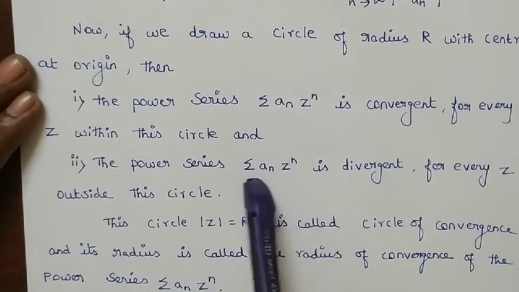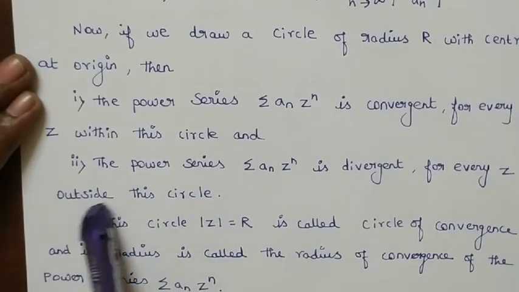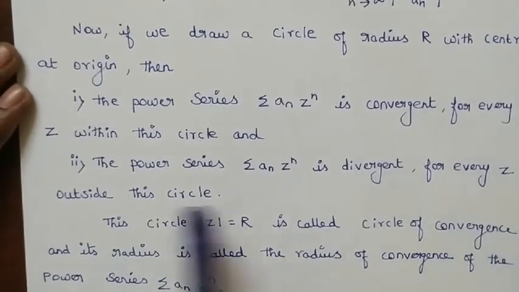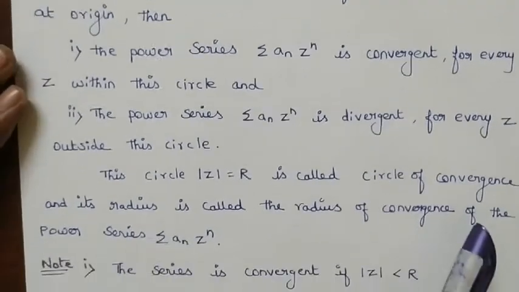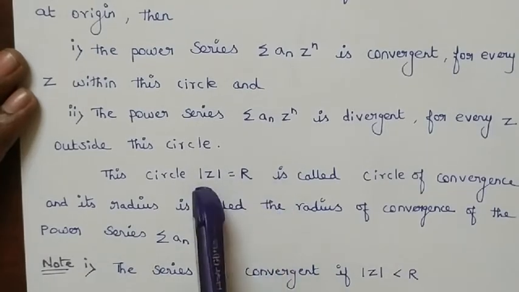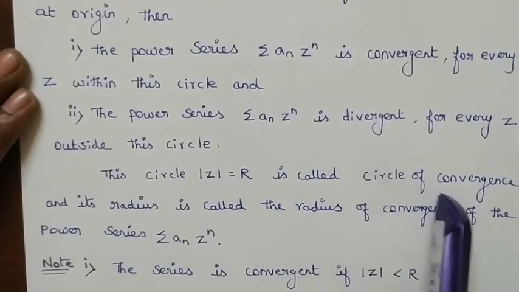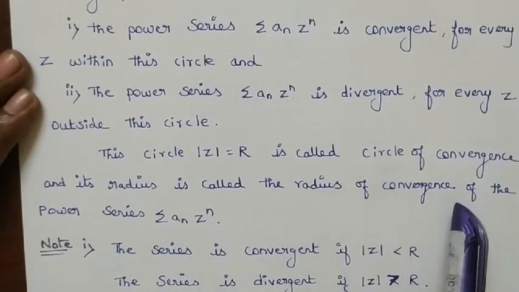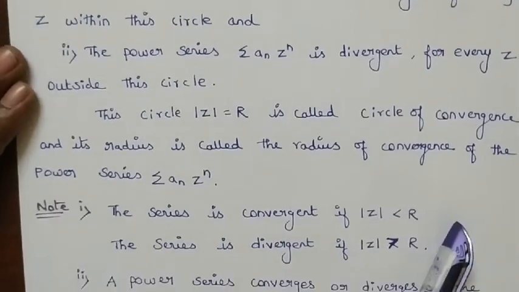The power series summation an z^n is divergent for every z outside this circle. If the z value lies outside the circle, then we can say that the series is divergent. Thus, this circle, modulus of z equal to r, is called the circle of convergence, and its radius is called the radius of convergence of the power series summation an z^n.